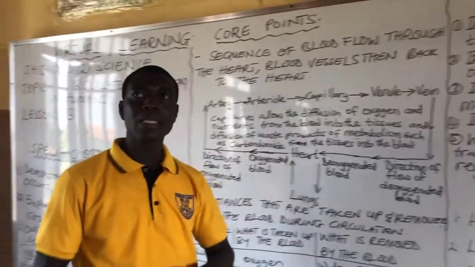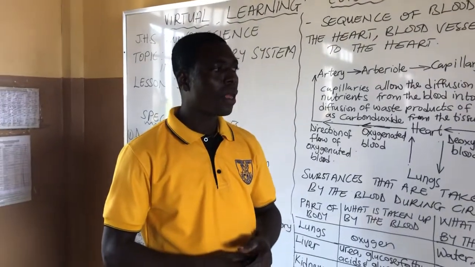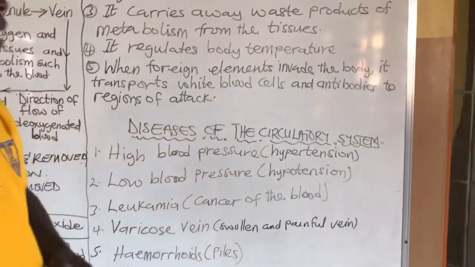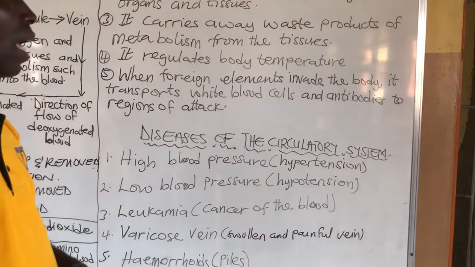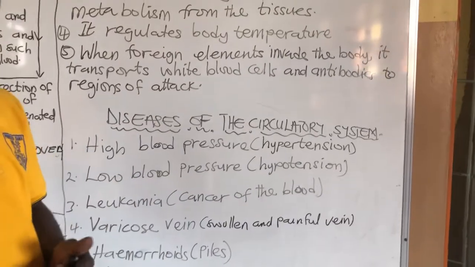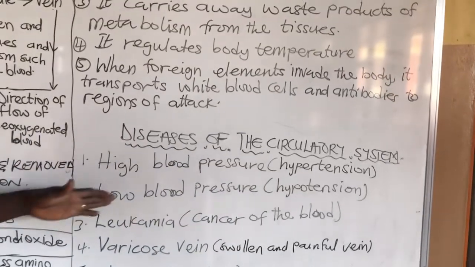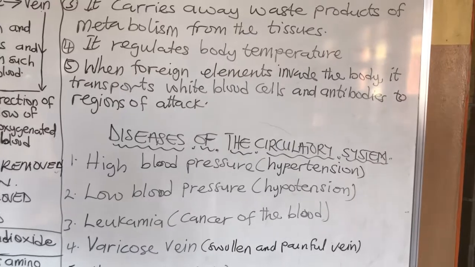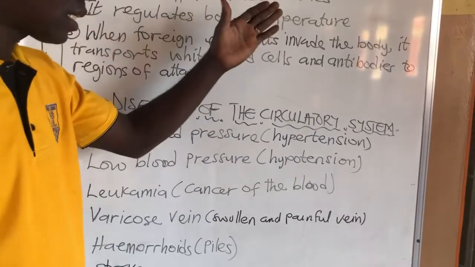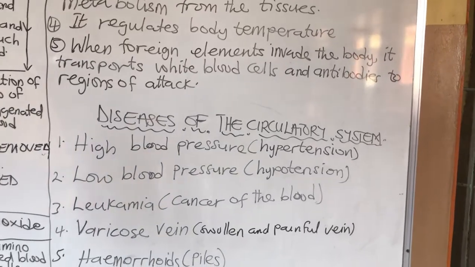We have a lot of diseases or disorders that can affect the circulatory system. The first one is high blood pressure, also known as hypertension, which we normally call BP. That is the blood pressure. We also have low blood pressure, also known as hypotension. So take note of the difference here. We have hypertension and hypotension. These are diseases of the circulatory system.